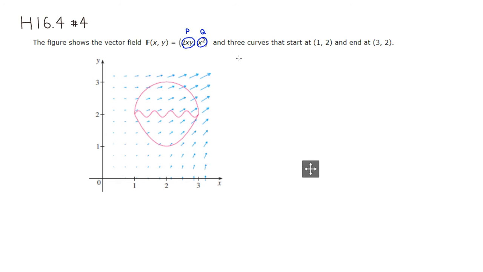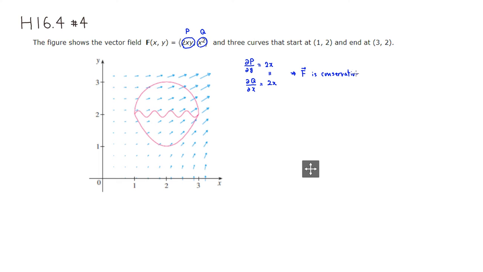Then if you take the partial derivative of the first component, P, with respect to y, you're going to get 2x. And if you take the partial derivative of the second component, Q, with respect to x, we're going to get 2x. So you can see that these partial derivatives match up. Therefore, we know that the original vector field is conservative.